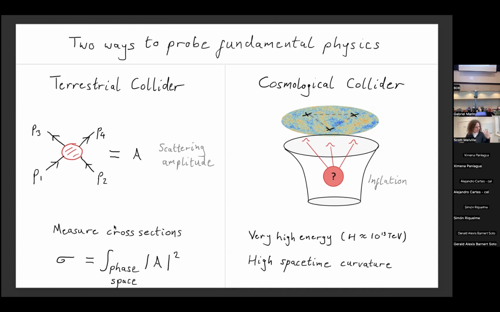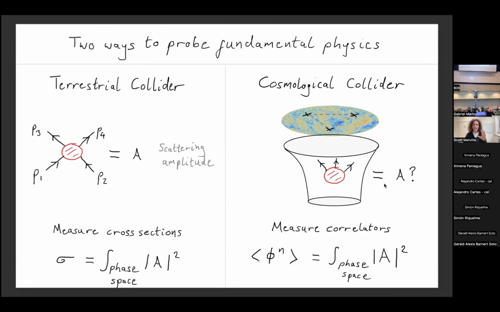So the dream would be to write down a complex number, something like a scattering amplitude, which characterizes how correlated fluctuations are being produced in the early universe from the rapid space-time expansion. And the mod square of this complex number should characterize how likely this process is to happen and therefore be related, maybe up to some phase space integral, to the correlations that we measure today in the CMB.